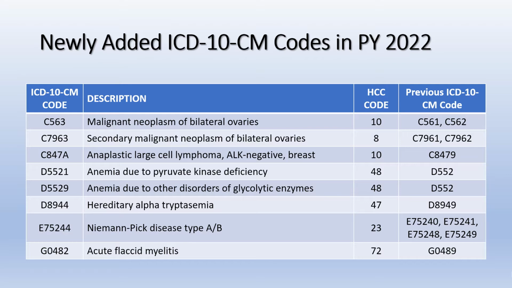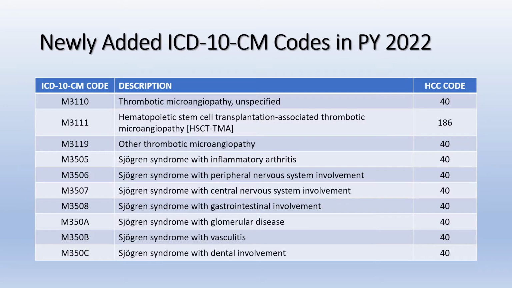G0482 acute flaccid myelitis. M311 is converted to parent code and it is further specified as the following three new codes. M3110 thrombotic microangiopathy, unspecified. M3111 hematopoietic stem cell transplantation associated thrombotic microangiopathy. M3119 other thrombotic microangiopathy. Thrombotic microangiopathies are rare, yet life-threatening, disorders that encompass microangiopathic hemolytic anemia, thrombocytopenia, and microthrombi, which, in turn, leads to ischemic tissue injuries. These conditions require urgent treatment.